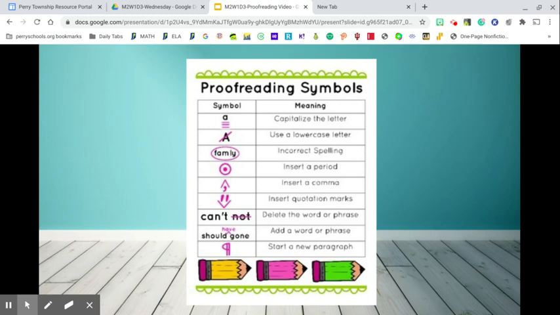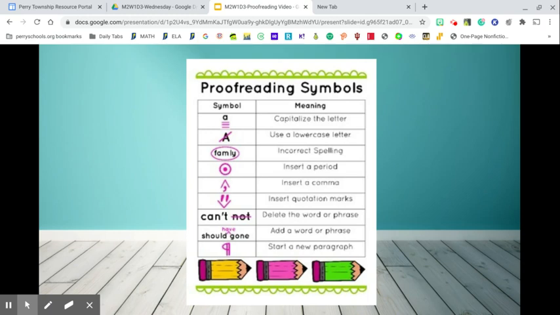So there are different proofreading symbols that we can use to help us as we're proofreading. Some of the things that you might want to change while proofreading are to make a capital letter. You might need to use a lowercase letter when you made a capital letter. If something is misspelled, then you are going to want to circle that word so that you can go back and fix it. We might need to insert periods, commas, quotation marks.